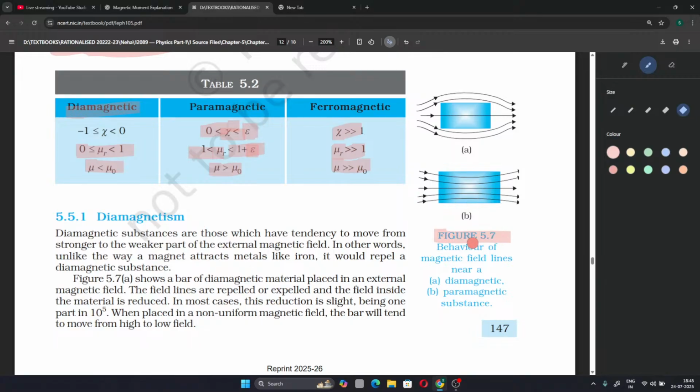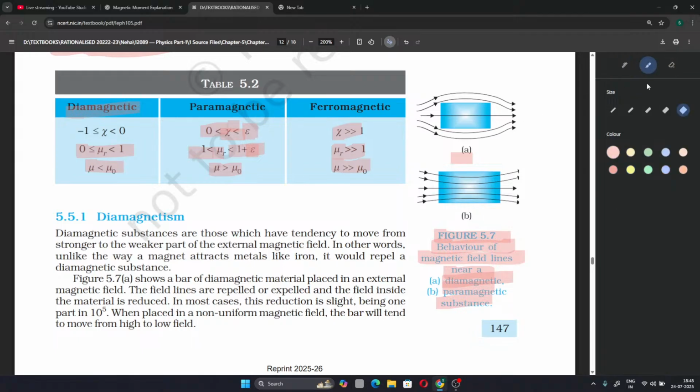Figure 5.7 shows the behavior of magnetic field lines near a diamagnetic substance, first, where only one line is passing, and a paramagnetic substance. Here it seems like the magnetic field lines are avoiding the substance altogether. That means the permeability of the substance is less. And here all the magnetic field lines are getting accumulated, bending inside.